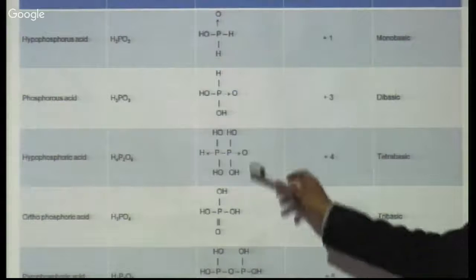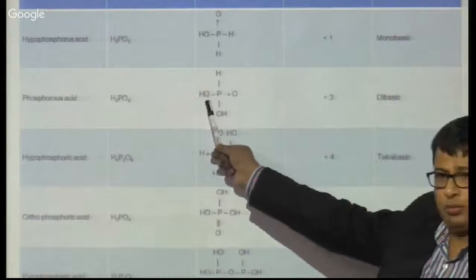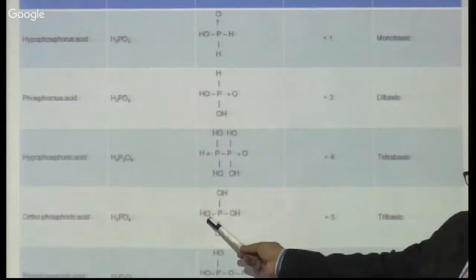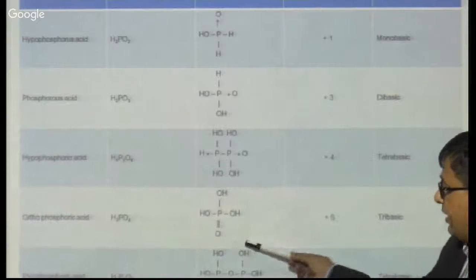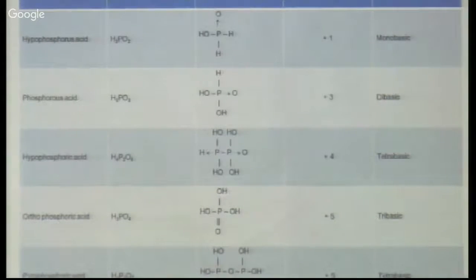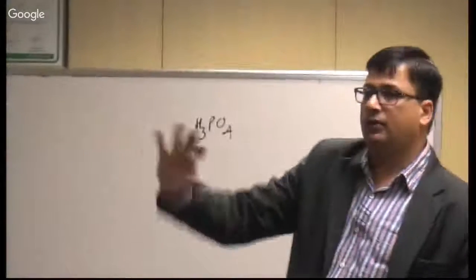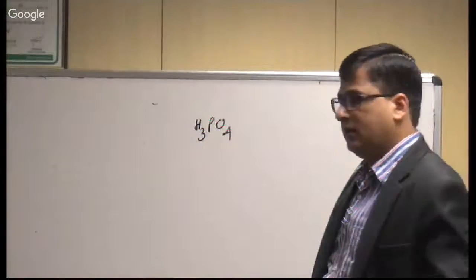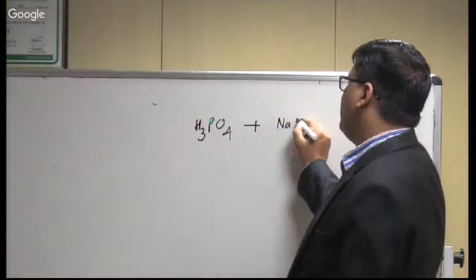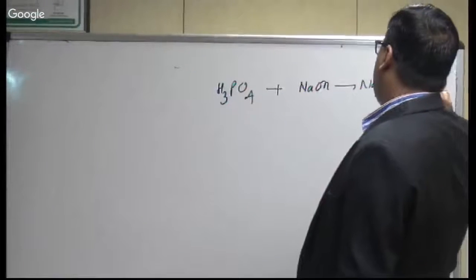For example, H3PO4: the N factor is 3. Why 3? Because we can expect that all 3 hydrogen are replaceable. All 3 hydrogen are polar, all 3 hydrogen can be reacted, so we expect that all 3 hydrogen are replaced by some base. But if limited amount of base is added, for example limited NaOH, it gives Na2HPO4 and H2O.